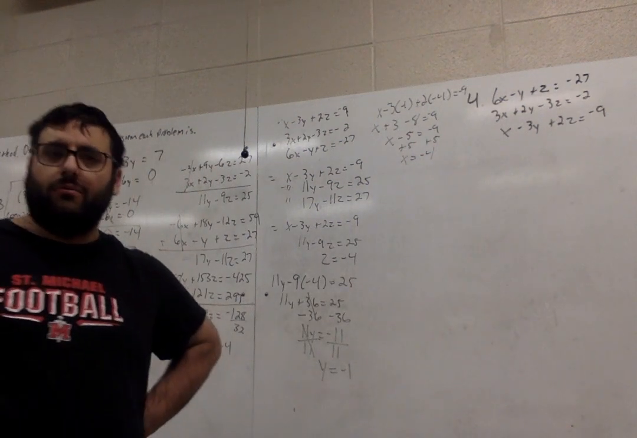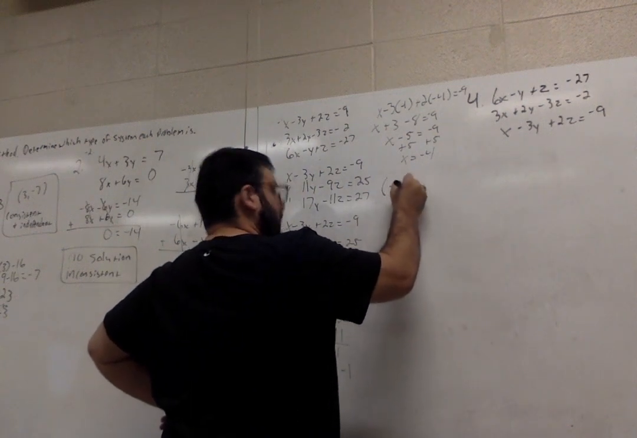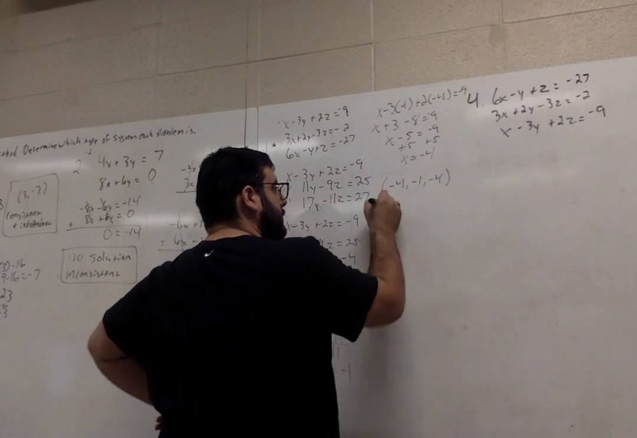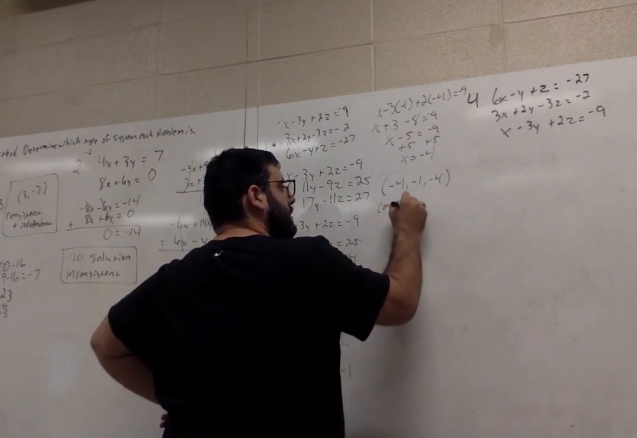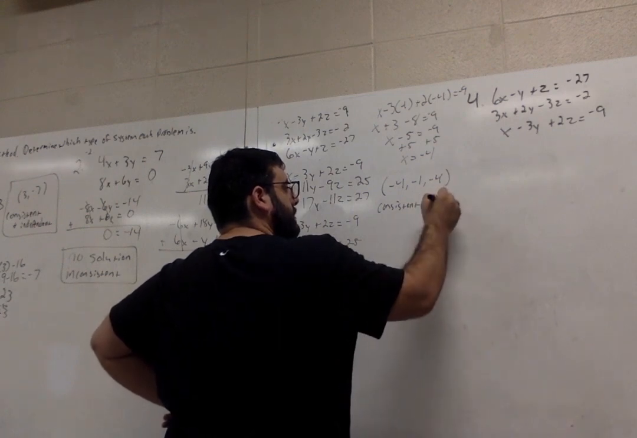Okay. So remember, we're going to write it as a triple. Open parentheses. Negative 4, comma, negative 1, comma, negative 4. And because it has a solution, it is consistent and independent.